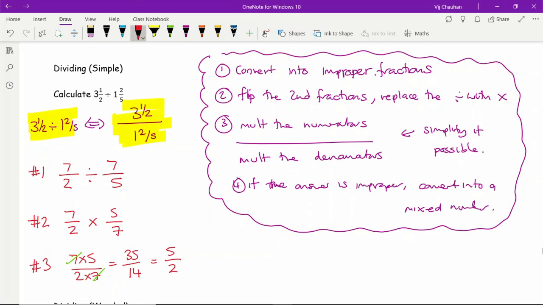And as 5 over 2 is an improper fraction, I can convert that into a mixed number. So I ask myself, how many 2's go into 5? Well, that will be 2. What's the remainder? 1. And our original denominator is 2.